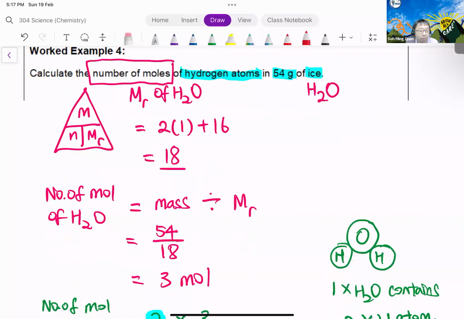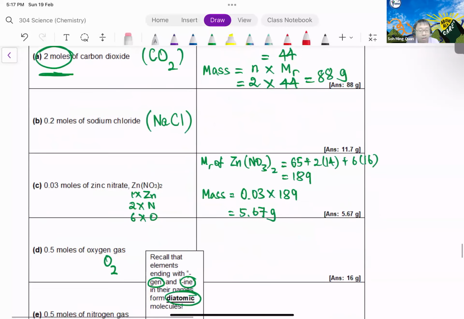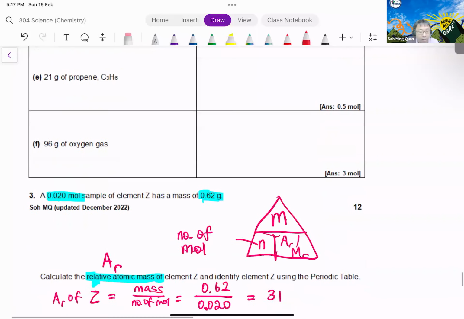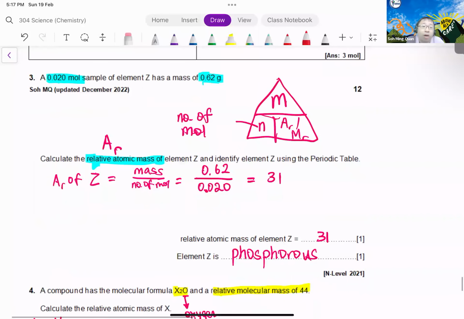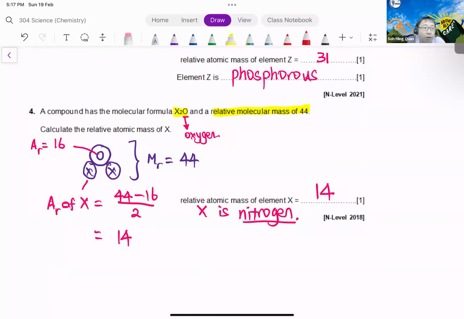Now, as mentioned, we won't test something that's crazily difficult. You just need to get used to all this. A lot of these practice questions you should have finished yourself so that we have enough practice. I went around in class to mark, so make sure you go through this. Now, for N level, mole is a very easy chapter. There are only two things: calculate MR, then after that, find the number of moles. That's it. So you just need to know MR.